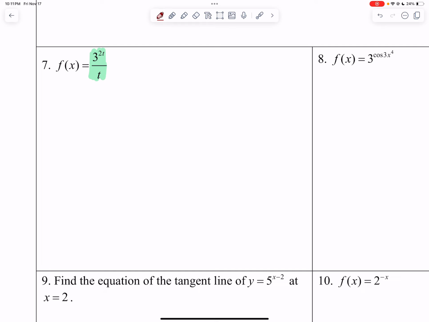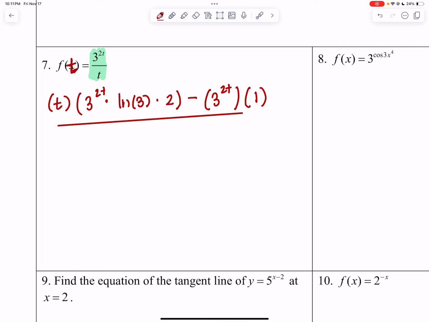So the quotient rule isn't going to go away, just like how the product rule isn't going to go away. So this one, remember, low, and then the derivative of high. So this is going to be 3 to the 2t, aka the whole thing, times ln of 3 times whatever my derivative of 2t is. In this case, 2. Also, I just realized that this should be a t, not an x. Oops. So that's going to be the derivative of your top function right here, minus low d high, minus high, which is 3 to the 2t, d low, 1, all over low squared.